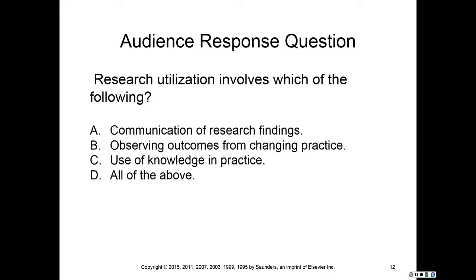Research utilization involves which of the following? Communication of research findings, observing outcomes from changing practice, use of knowledge in practice, or all of the above. I hope that you would pick D, all of the above.